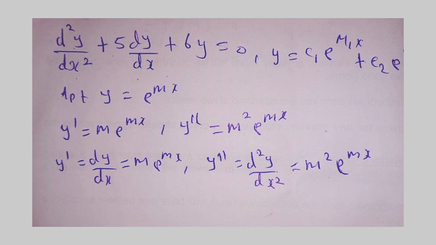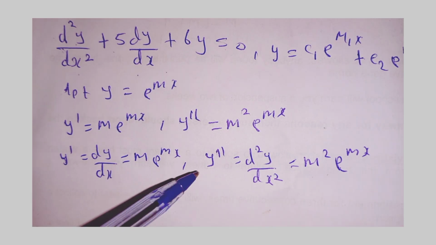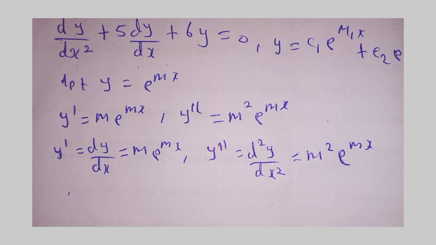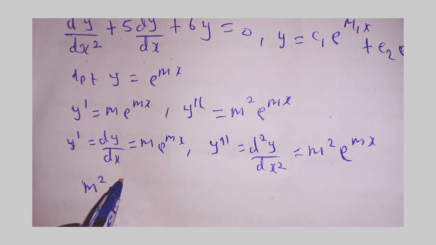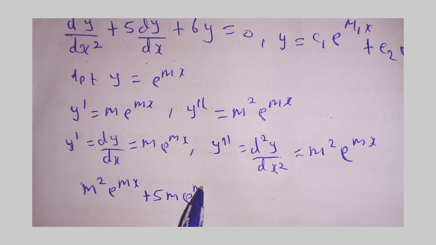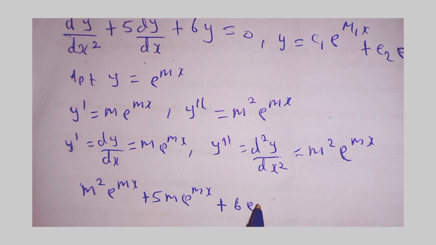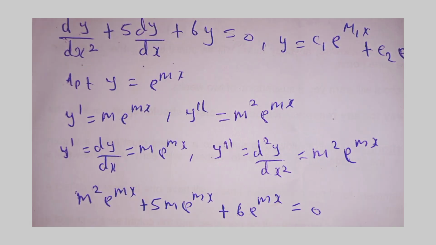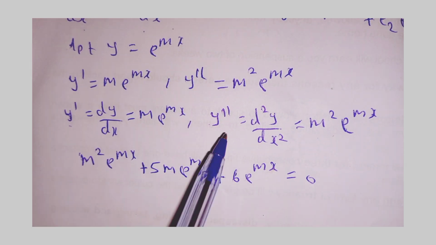Then once we obtain our result, we are going to substitute the value of y prime and the value of y double prime into this equation. Substituting, we shall get m squared exponential mx plus 5m exponential mx plus 6 exponential mx, which is equal to 0. This is substituting the first derivative of y and the second derivative of y.